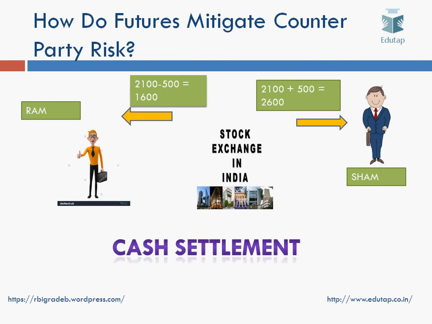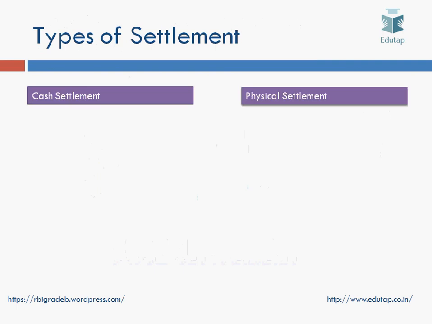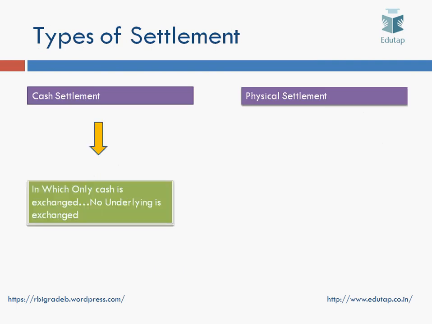Why cash settlement? Because in this, Ram is not selling anything actual to Sham, and Sham is not buying anything actual from Ram. So all the transactions which are happening are just in terms of cash. Now there are two types of settlements: cash settlement and physical settlement. Cash settlement we already discussed, in which only cash is exchanged and no underlying, that is no shares or commodities or currencies, are exchanged. In physical settlement, the actual underlying is exchanged between the two parties.